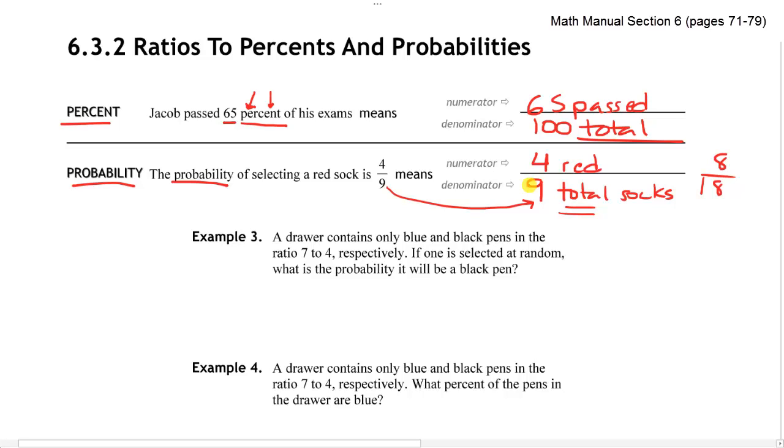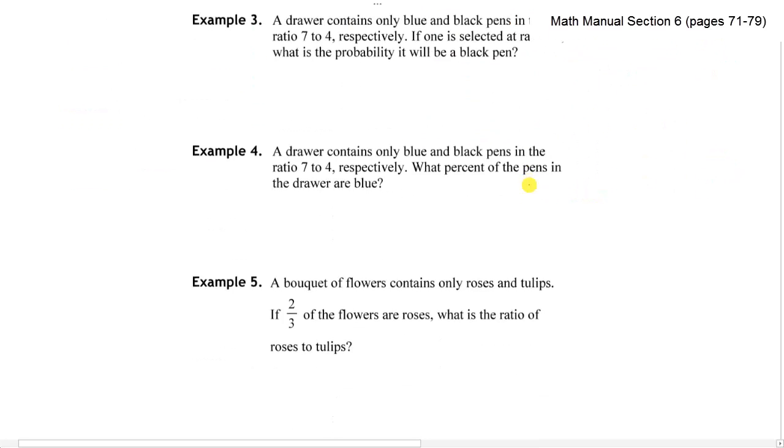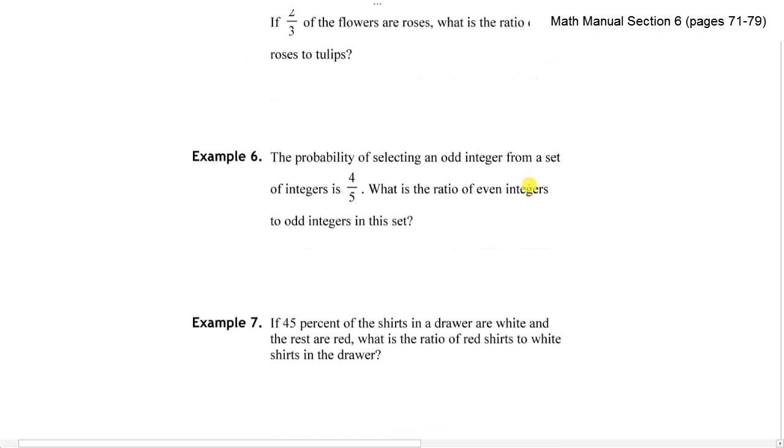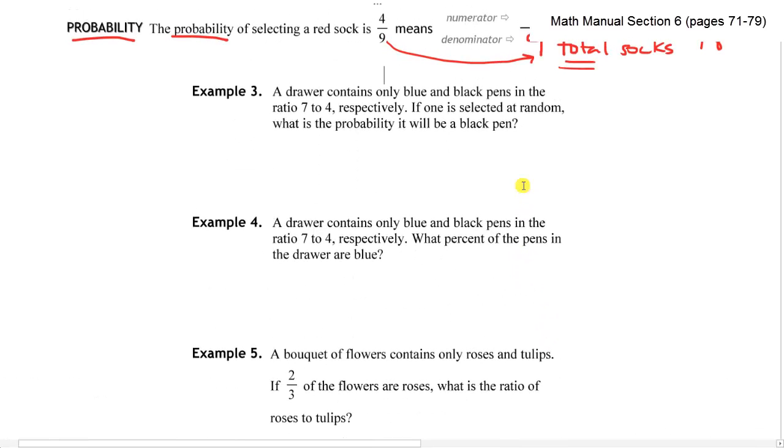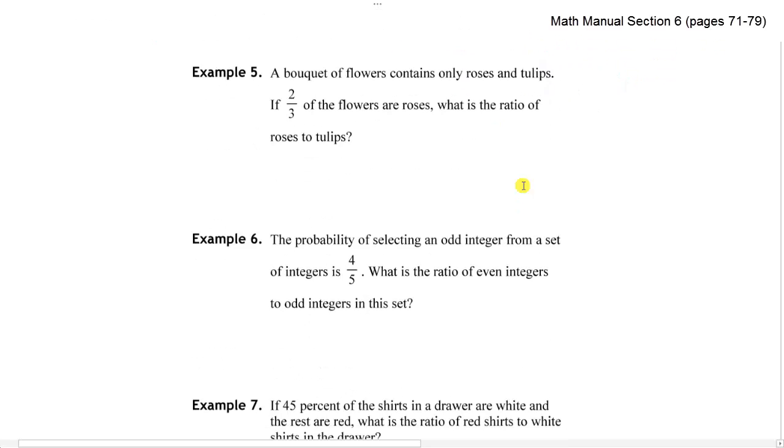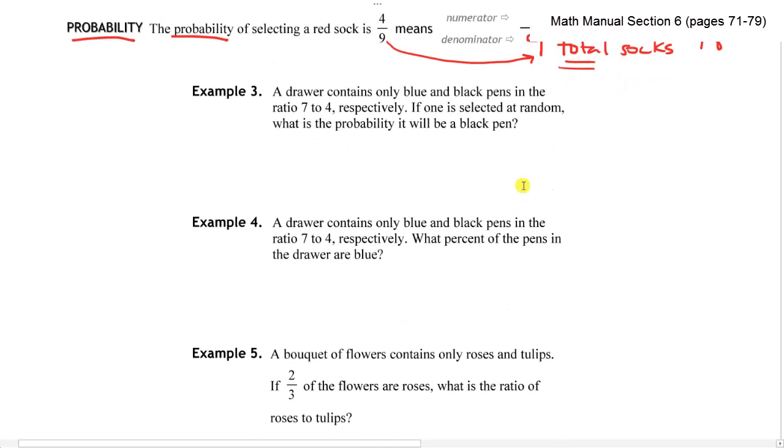So in examples 3 through 7, that's what we're dealing with here, converting between ratios and probabilities or percents and vice versa. Go ahead and do 3 through 7 right now. I'm going to race through these as quickly as possible. If you are very confident with these and you do them on your own, then just check your answers against what I write to make sure that you were correct.